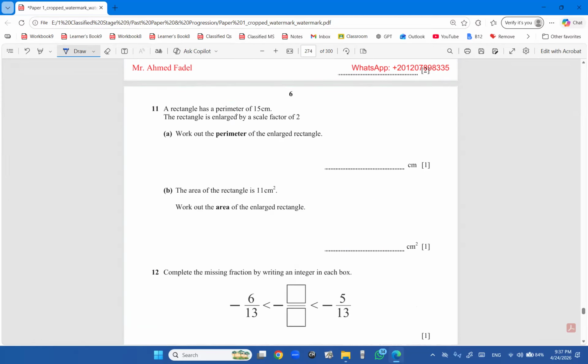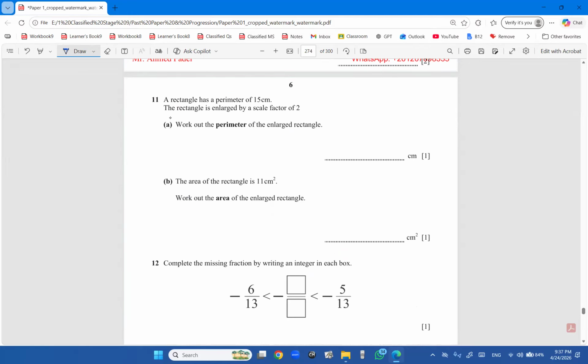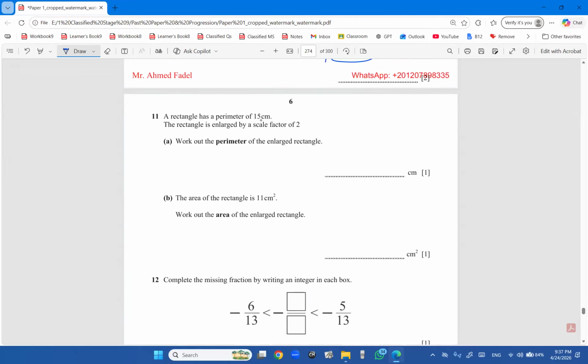A rectangle has a perimeter of 15 centimeters. The rectangle is enlarged by a scale factor of 2. Work out the perimeter of the enlarged rectangle. So they're saying to you that it is 15 centimeters, got enlarged, scale factor 2. So I multiply by the scale factor, which is 30 centimeters. That's if they are asking about the new perimeter.